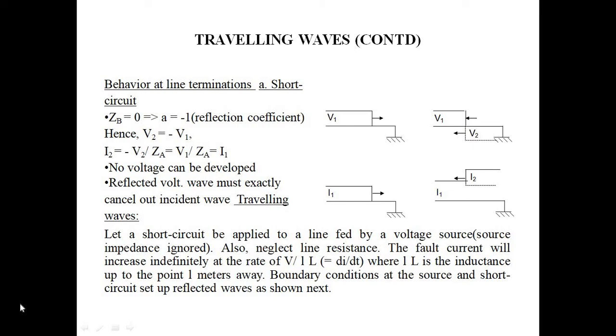Let a short circuit be applied. The line is fed by a voltage source, and we neglect the line resistance. The fault current increases at the rate di by dt equal to V divided by L, where L is the inductance of the line up to the point 0.1 meters away. Boundary condition at the source: short circuit sets up reflected waves as shown next.